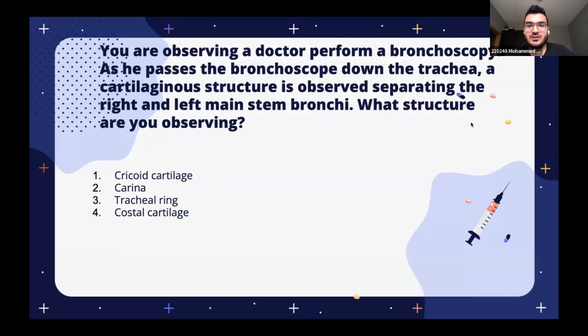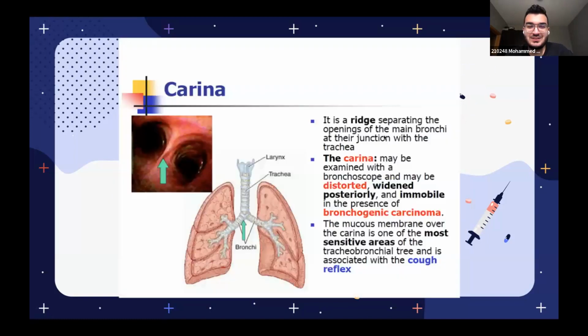Okay, so you're observing a doctor performing a bronchoscopy. As he passes the bronchoscope down the trachea, a cartilaginous structure is observed separating the right and left main stem bronchi. What structure are you observing? Again, I want everyone to answer. Okay, perfect. Everyone's saying carina. So here you can see the carina. It's found at the separation between both the right and left bronchus. All clear? Any questions about the question or anything on the slide? If you have any questions about the question that I sent, or anything in the slides, please ask me and I'll explain it. All clear? All good? Okay, perfect.